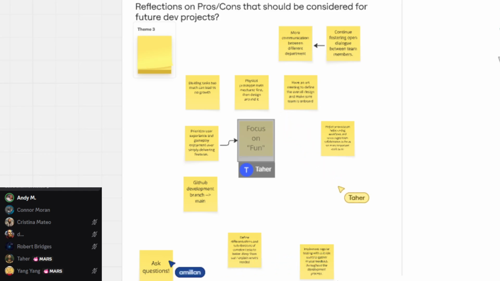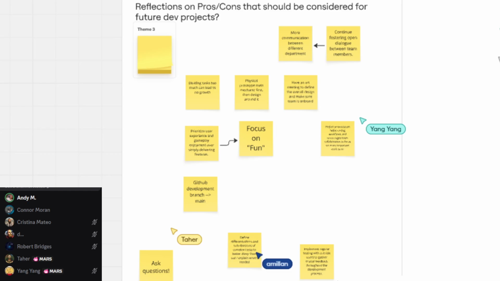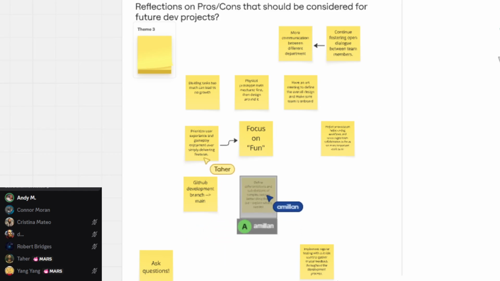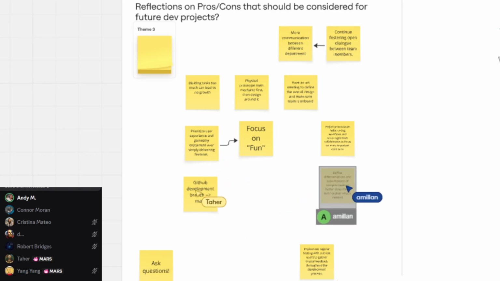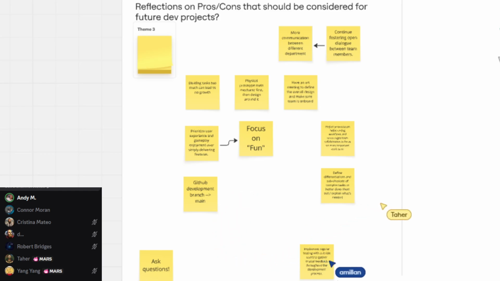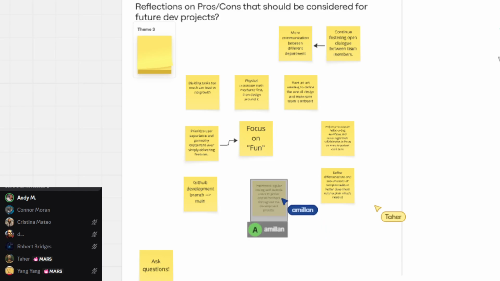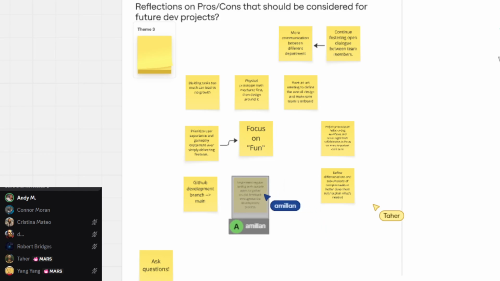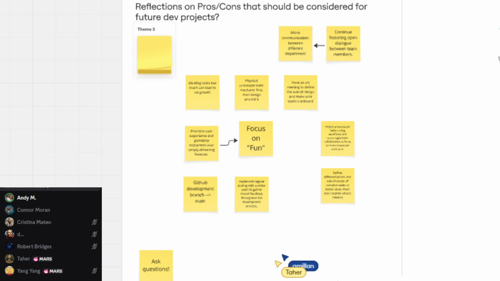Okay, the last two, or I guess the last three. Define differentiations and subdivisions of complex tasks to better divvy them out. Explain what's needed. Yes. Does anybody want to add to that? Implement regular testing with outside users to gather crucial feedback throughout the development. In a perfect world, I 100% agree. With the short amount of time that we had, I don't know if it could have happened. I'm gonna be real, but yeah. Anyone want to add thoughts to that?